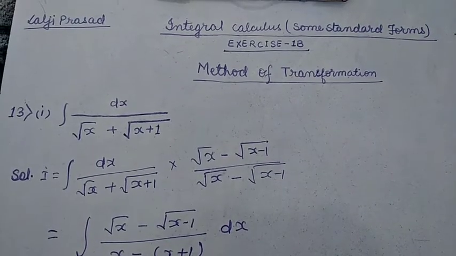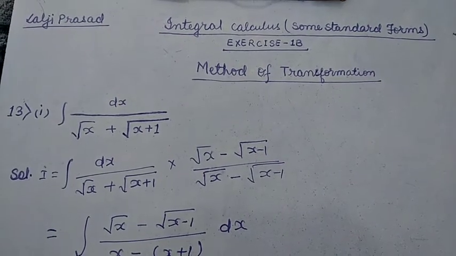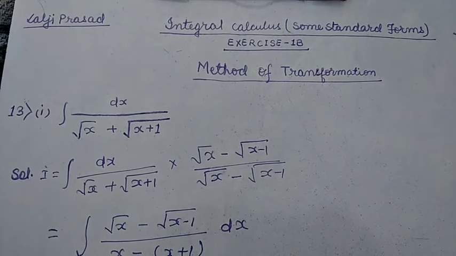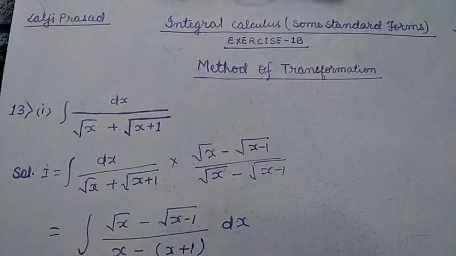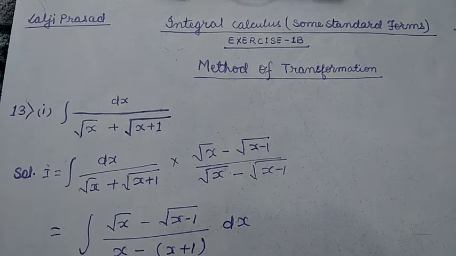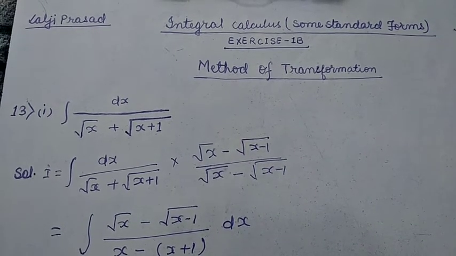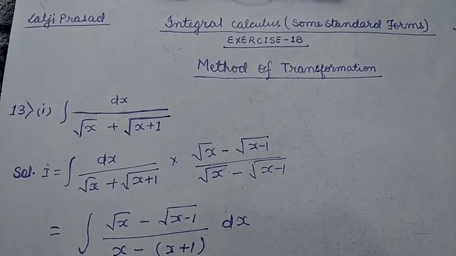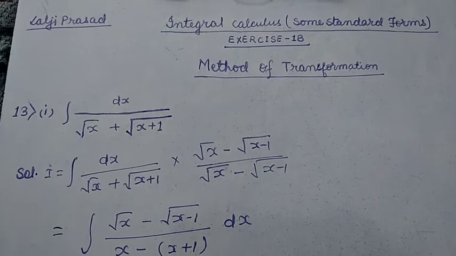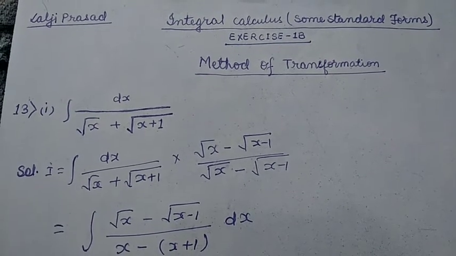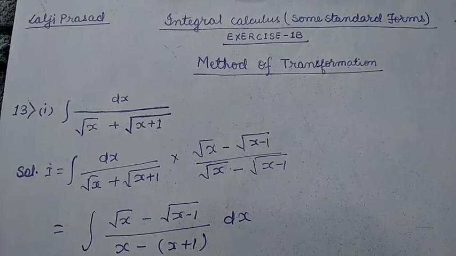Here you will get the solution of Integral Calculus by Lalji Prasad, chapter 1, some standard forms, exercise 1B, which is the method of transformation. In previous videos we have solved questions 1 to 12. You can check in the I button. You will get the solutions if you have not solved all questions. So here we are going to solve questions 13 to 20.